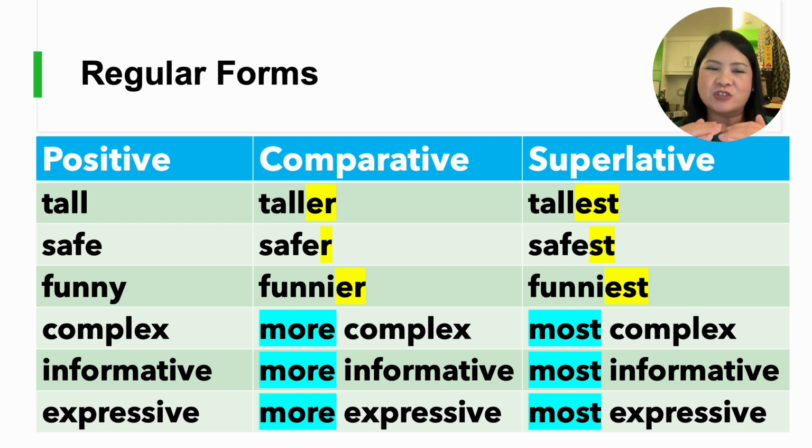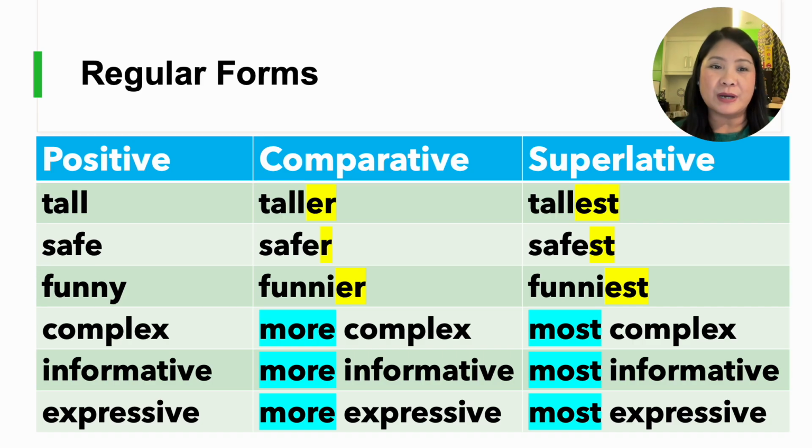Now we have adjectives which have two syllables, funny, complex. There's no fixed rule here. It depends. Sometimes the keyword is awkward. If it is awkward, that means it's not -er. Like complex. We don't say complexer, complexest. So it's about familiarity. Okay?